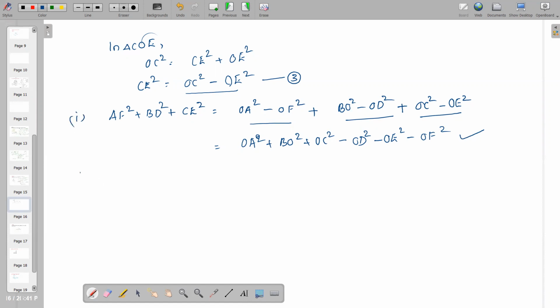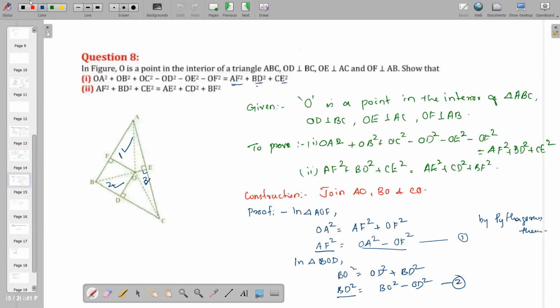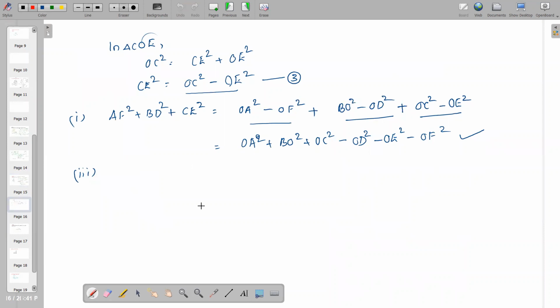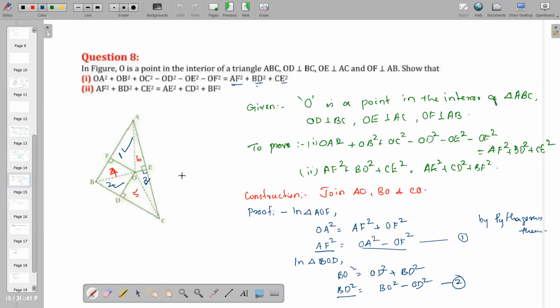Okay. For the second part, we need to take the other three triangles. Which three do we need to take? 4, 5, and 6. So BOF, COD, and AOE. Correct. So let us do that also, and then I will give you time. In triangle, which one do we need to take first? AOE. Correct.